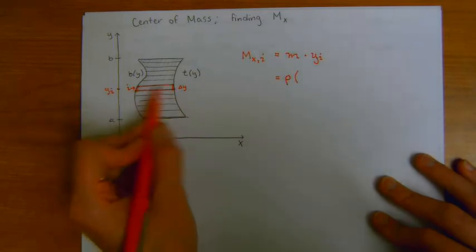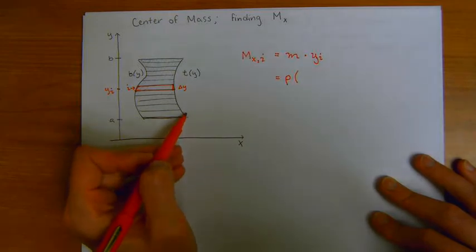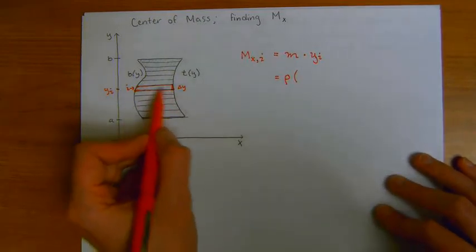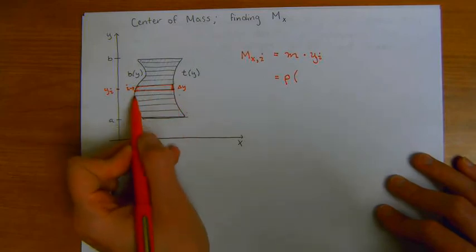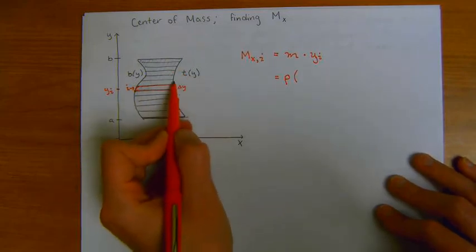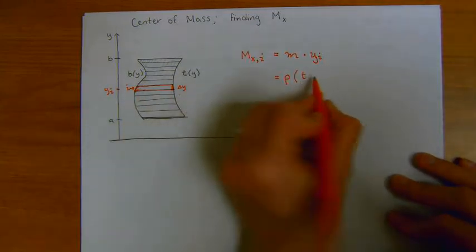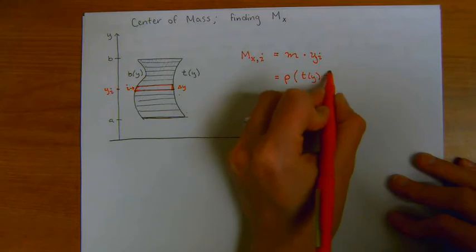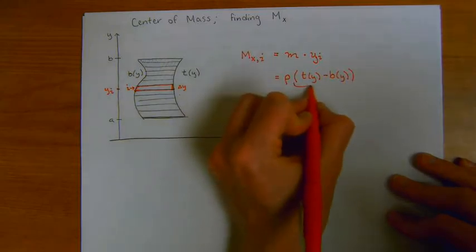of the strip. In this case, this region is bounded by two different functions. You could see in the previous case that that might be the case, but the height here is the larger function minus the smaller function. Here I have them labeled as the top function and the bottom function. So the height in this case is t sub y minus b sub y.